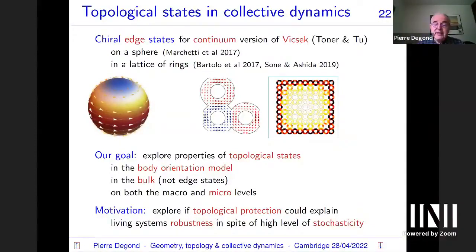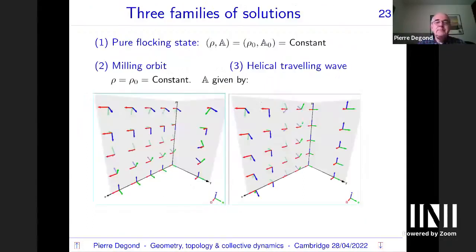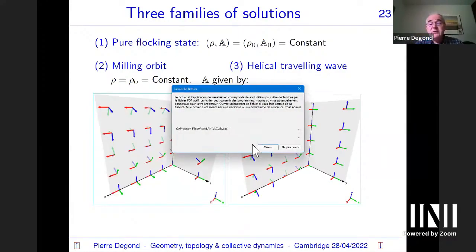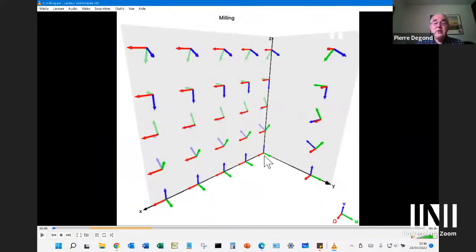Of course, I'm not pretending that our model is reproducing what's happening in some living systems. I think it's a nice sort of case study, I would say. It turns out that with a macroscopic model, I can provide a whole family of interesting topologically non-trivial solutions. So let me give you one of them, which is this one.